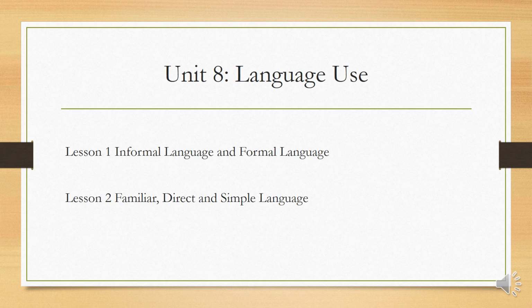And also, a familiar language makes use of words commonly found in everyday life. It often coincides with informal language, as both can be heard or read on a regular basis. And a direct language makes use of words that get straight to the point. And a simple language is similar to familiar language, as it makes use of words that are commonplace and easy to understand.